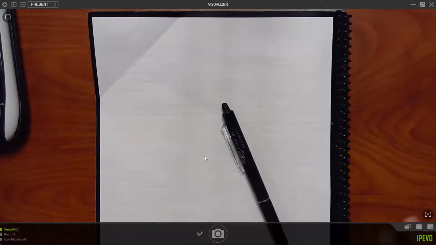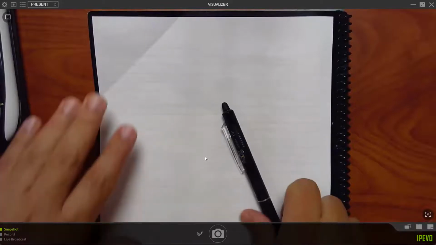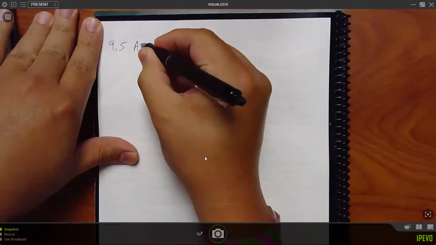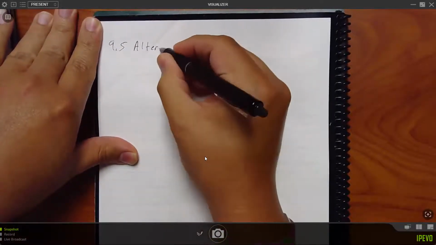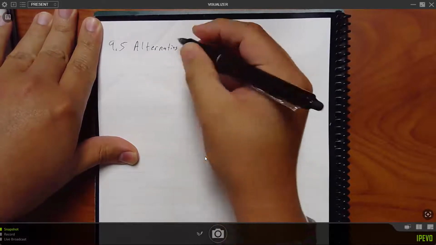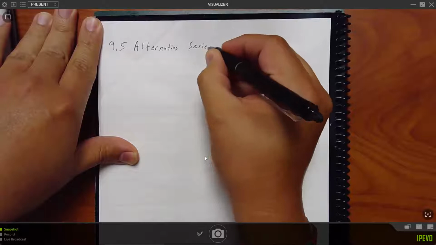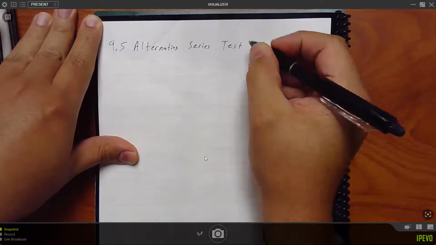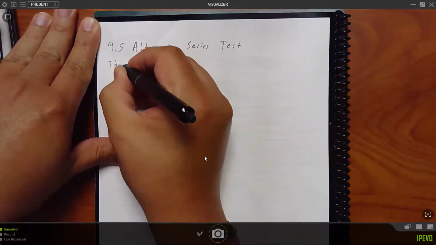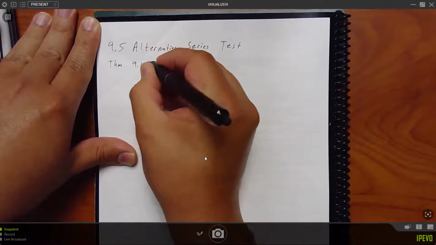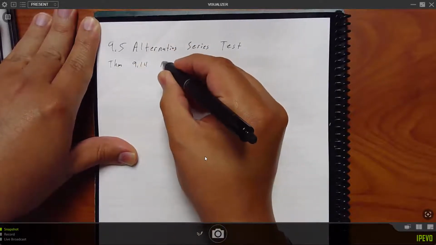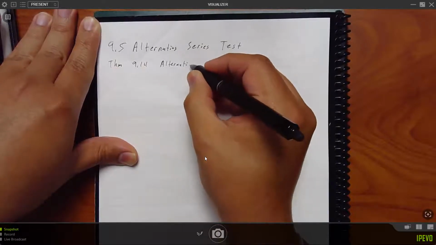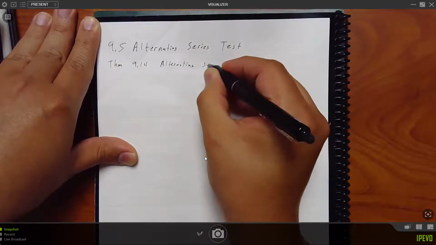Right, so the next one is an alternating series test. Theorem 9.14. Alternating series test.